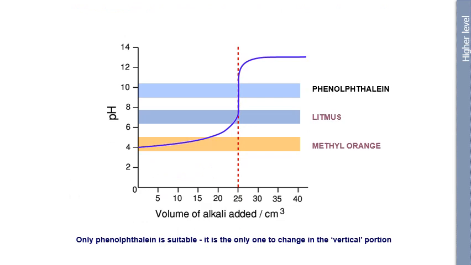And for this example here, only phenolphthalein this time is suitable. It's the only one to change in the vertical position, okay, at that kind of point of inflection, that end point. Okay, both in litmus and methyl orange's case, it's not going to actually change color within that particular range.